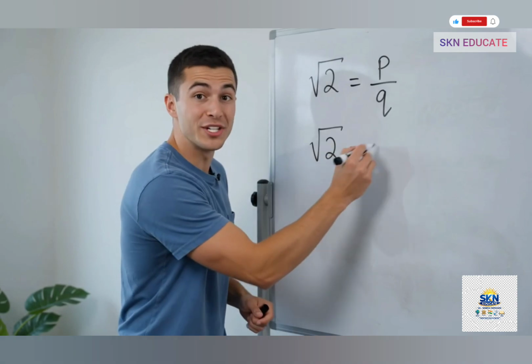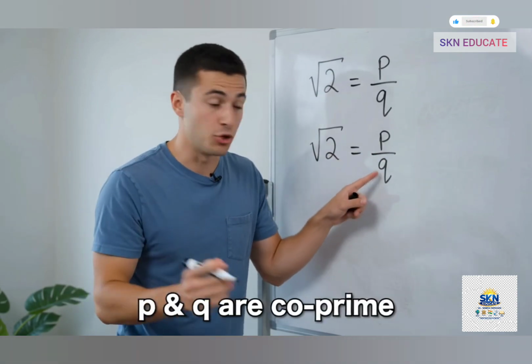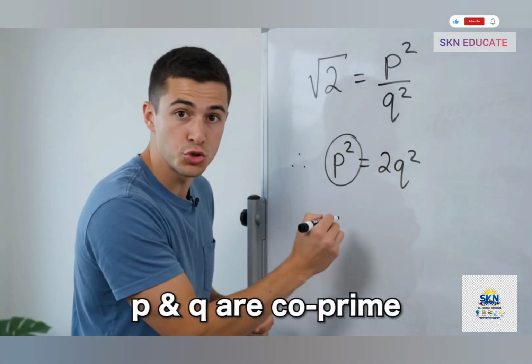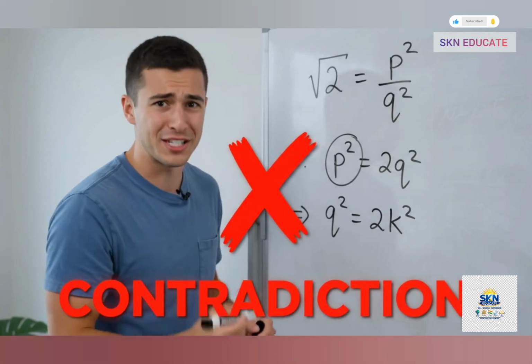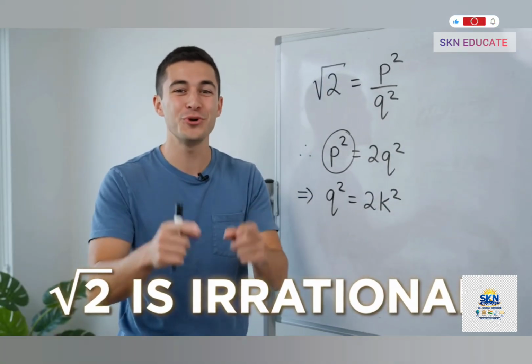Let's assume root 2 is rational. So root 2 equals p by q. Square both sides, we get p squared equals 2q squared. This means both p and q are divisible by 2. Contradiction! Therefore, root 2 is irrational.